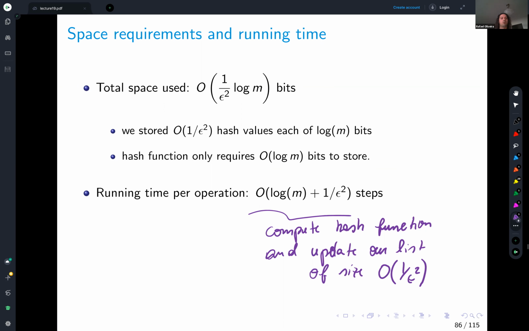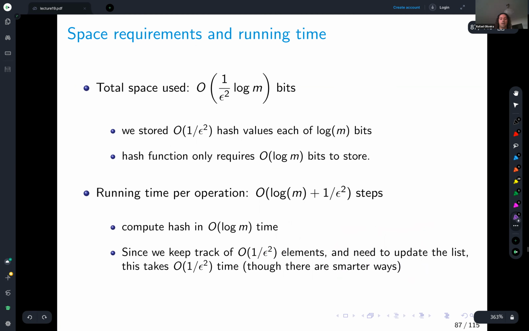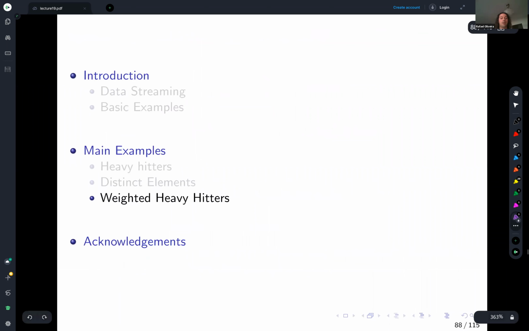Okay, great. So this concludes the analysis. If you want to do more optimization, there are smarter ways of doing this, but we don't care much about this now. All right, and now let's see the third main example since we have some time. But before that, do you have questions about this part of the distinct elements?